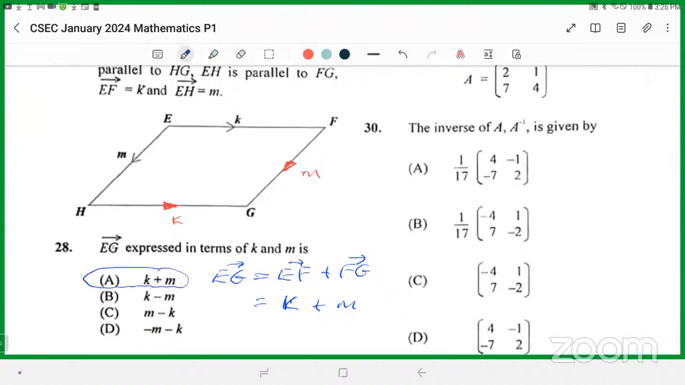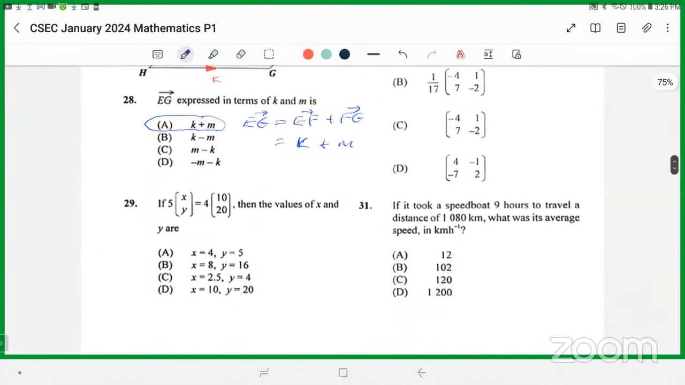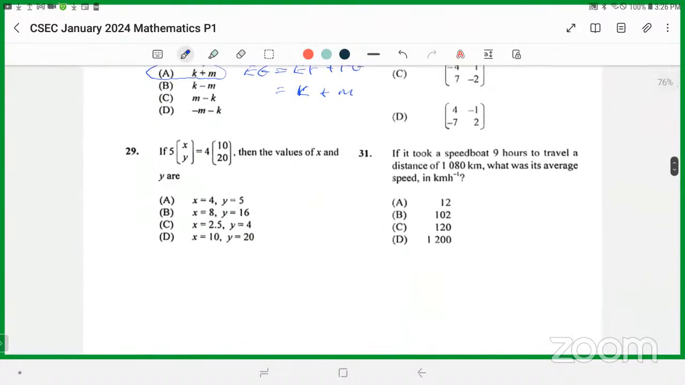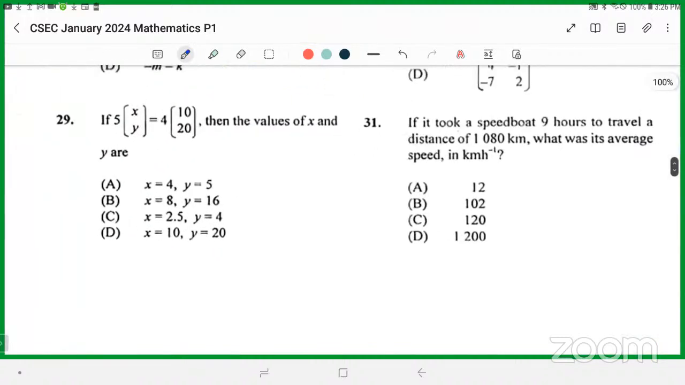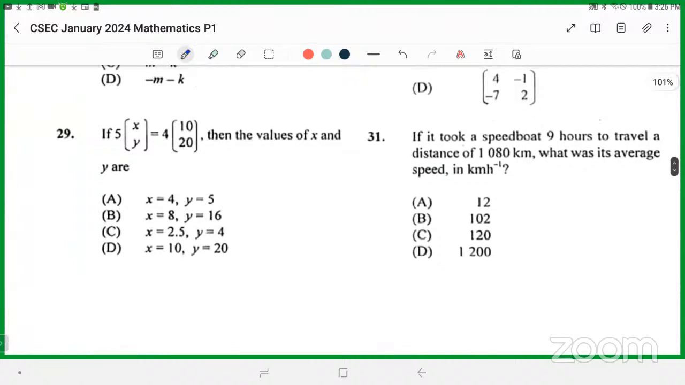Number 28. So we're coming up to halfway on the paper now. And sometimes some of the easier questions are at the back of the paper, you know. Right? So that's how the paper is set up. So this one says this vector is equal to that vector. And I want us to tell them the value of x and y.